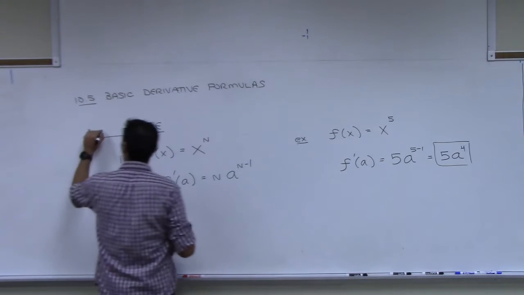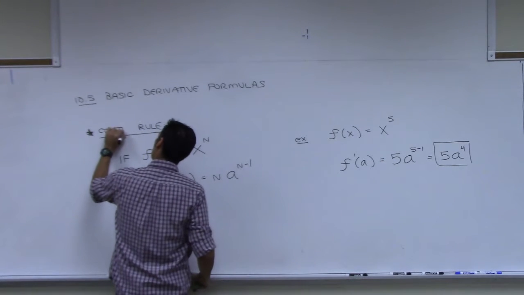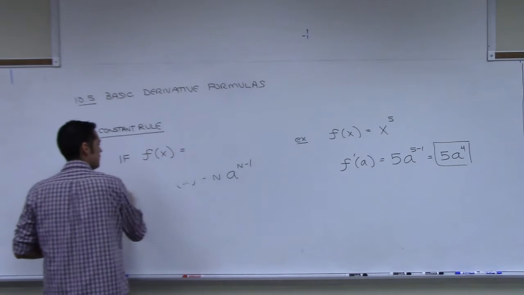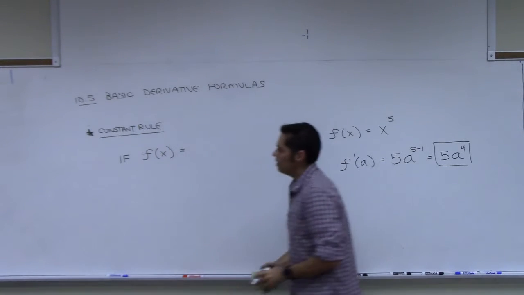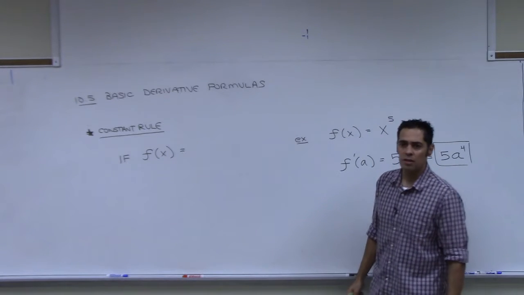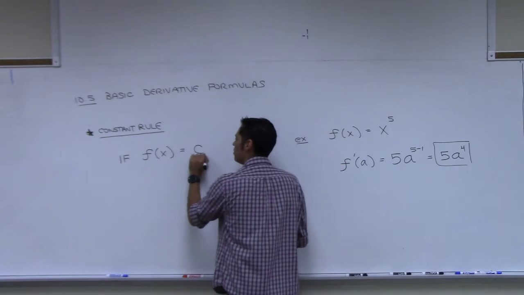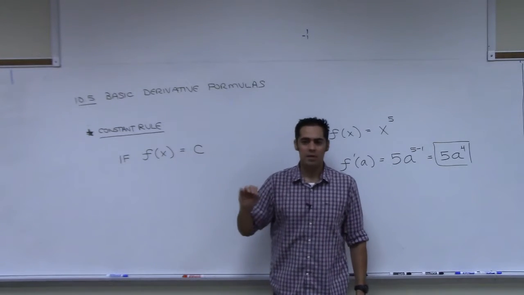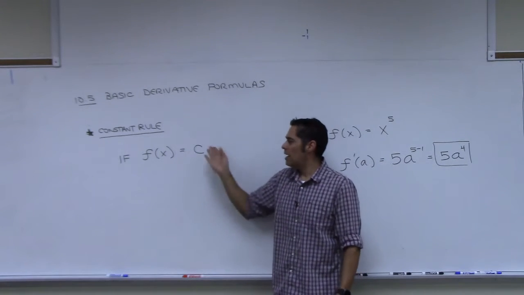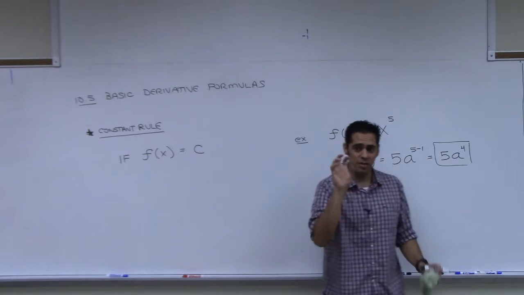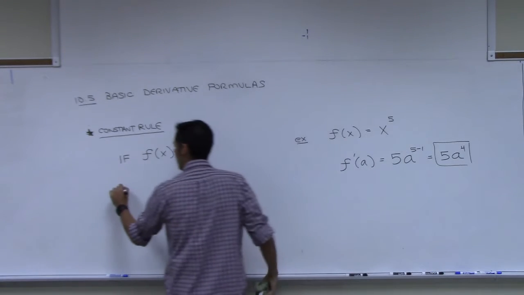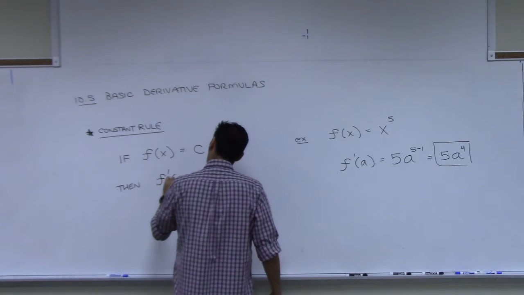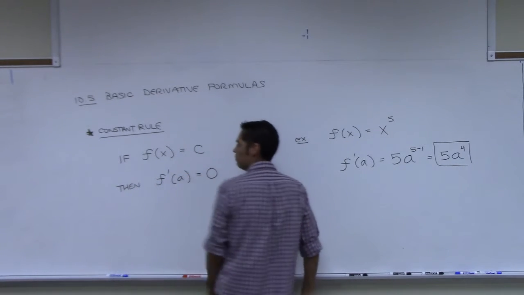Constant rule. And it says this. If your function is a constant, now I'm going to use c for a constant, so that means if your function is like 5 or 7 or negative 10, but there's no x's in it, it's just a number by itself, then the derivative of this function at a is 0.